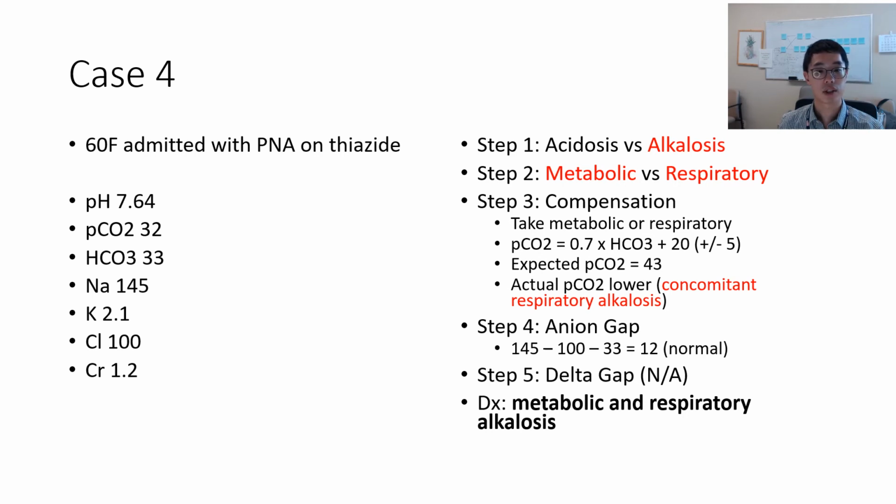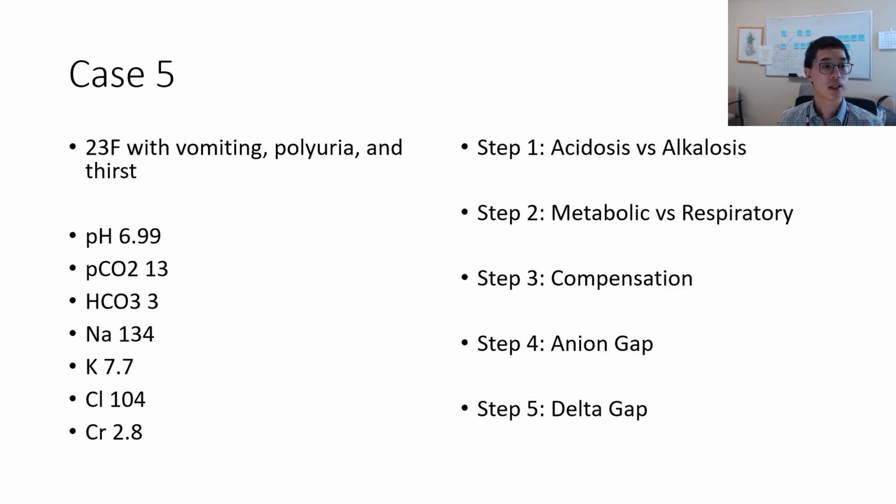Let's go to the next question. So this is the next case. We have a 23-year-old female with vomiting, polyuria, and thirst, pH of 6.99, PCO2 of 13, bicarb of 3, sodium of 134, potassium of 7.7, chloride of 104, and a creatinine of 2.8. Okay. So go ahead and pause the video here, go through your steps, and when you're ready, press play, and you'll get to see the answer.